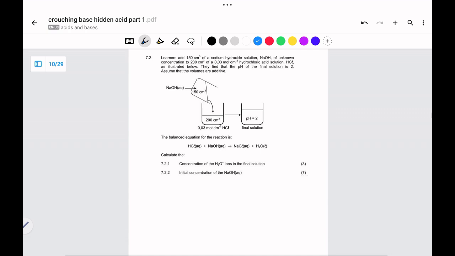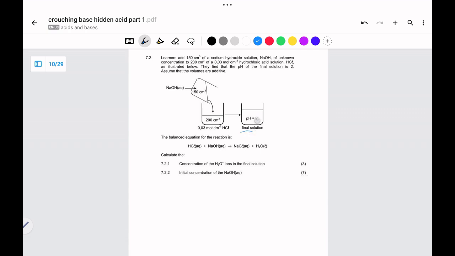Learners add 150 cubic centimeters of a sodium hydroxide solution, NaOH, of unknown concentration to 200 cubic centimeters of a 0.03 moles per cubic decimeter hydrochloric acid solution, HCl, as illustrated below. They find that the pH of the final solution is 2. Assume that the volumes are additive. And then they give us the balanced equation. And then for 3 marks, calculate the concentration of H3O plus ions in the final solution.